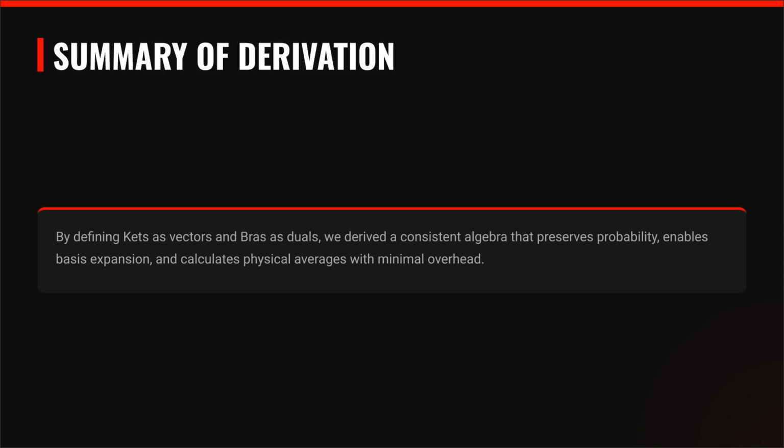By defining Kets as vectors and Bras as duals, we've established a consistent algebra that preserves probability, allows basis expansion, and calculates physical averages efficiently.